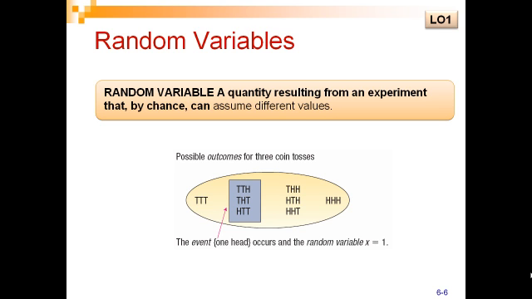In this experiment, we are interested in the event that one head occurs in the 3 tosses. The random variable is the number of heads. In terms of probability, we want to know the probability of the event that the random variable equals 1.